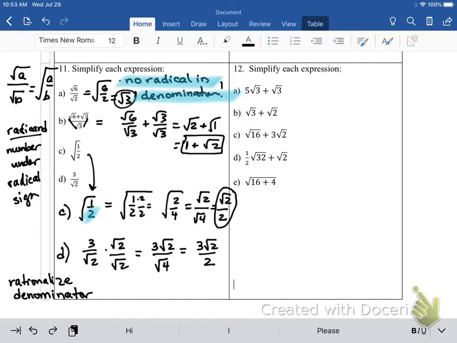And then if I could divide 3 and 2, I would. I can't, so I'm going to leave it like this, 3 radical 2 over 2. That's how you fix that. Now sometimes you have options.